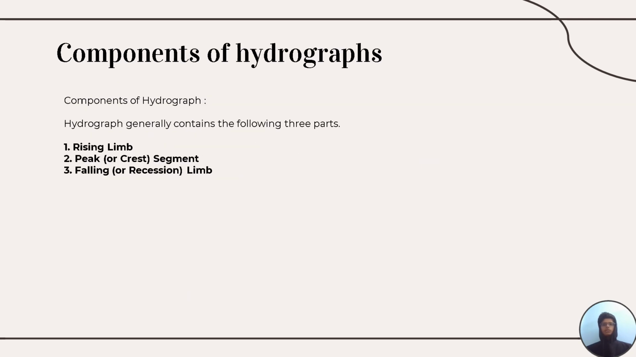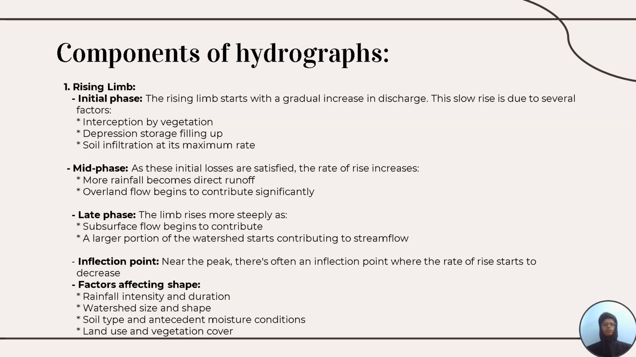So now let us see the components of hydrographs. So we have got three components. First is the rising limb, then we have the peak segment, and then we have the falling limb. So let us go through all these three components as I mentioned. So first you have the rising limb, which has the initial phase, the mid phase, then the late phase. So first let us see the initial phase.